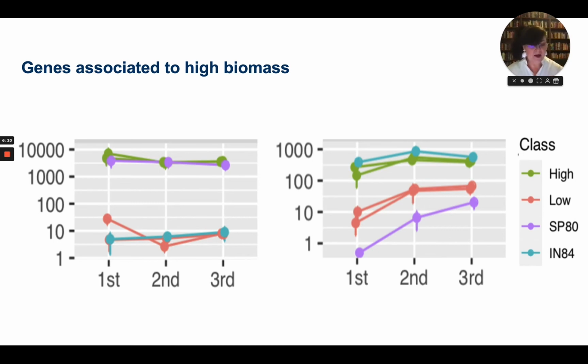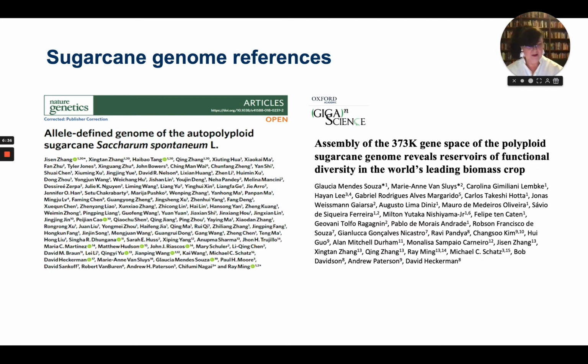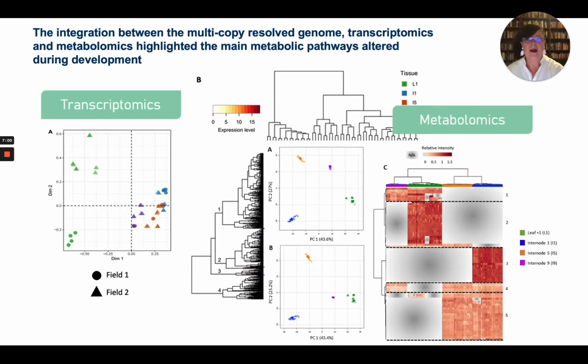The identification of these gene expression patterns is all right. It can aid in crop management, in crop engineering, but for overall understanding of crop development, we need to gather as much evidence on gene networks as we can before we even start altering genes. So the differential here for our analysis was that we have sequenced the genomes of SP803280 and spontaneum that were published in 2018 and 2019 in these articles of our sugarcane genome references. We were able to address, with the integration of the multi-copy genome resolved with the transcriptomics, also the main metabolic pathways altered during development of the plant.